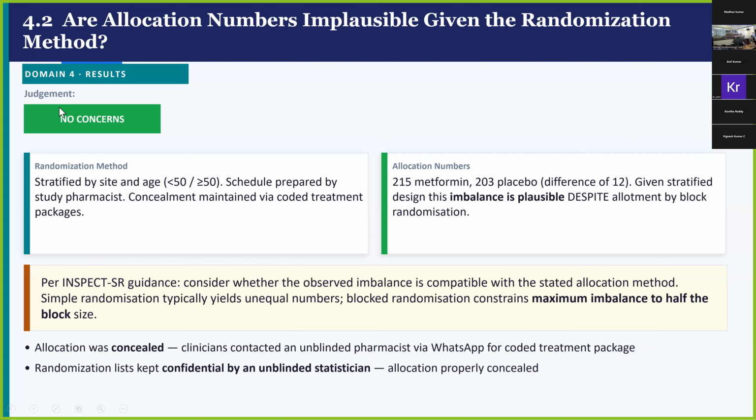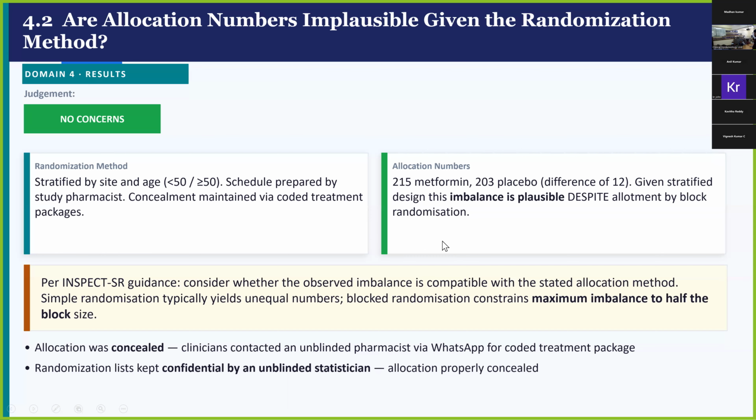The second question involves, are the allocation numbers implausible given the randomization method? The study authors here have used a stratified randomization wherein they have stratified the population into age less than 50 and age more than 50. And they have also stratified based on the site of trial where they were recruited. And the randomization was carried out in blocks of 8. So in blocks, it means that for every 8 participants recruited in the study, 4 will be in the metformin arm and 4 will be in the placebo arm.